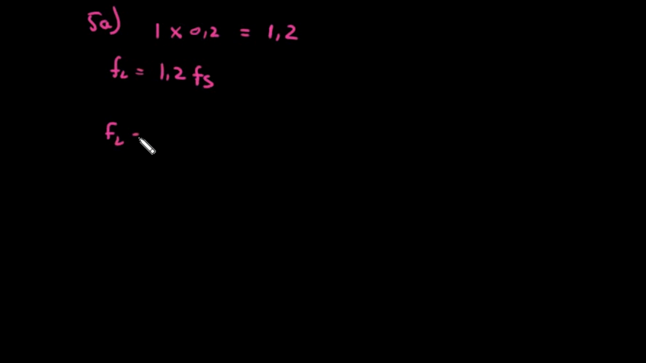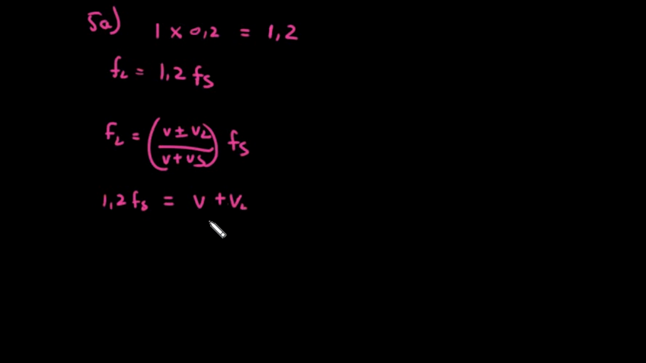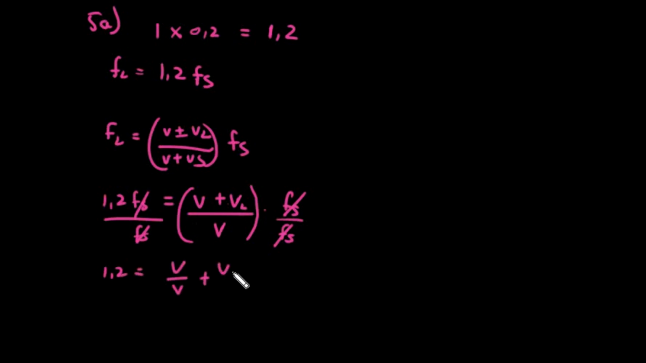The Doppler effect formula we know is f_L equals (v ± v_L) over (v ± v_S), all times f_S. Now we know what f_L is, so we put in 1.2 f_S, equal to (v plus the velocity of the listener, since we need to know how fast he moves) all over just v, because the sound source is stationary, times f_S. The f_S cancels on both sides, and then we have 1.2 equals v over v plus v_L over v.